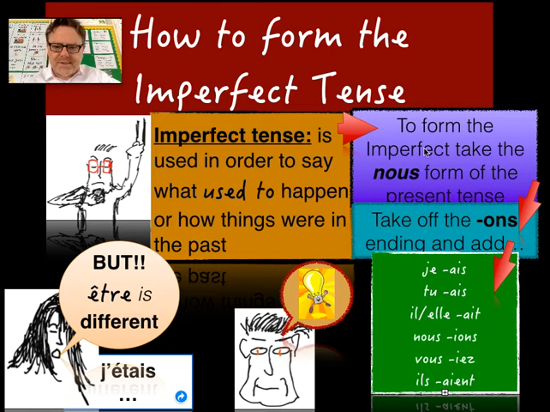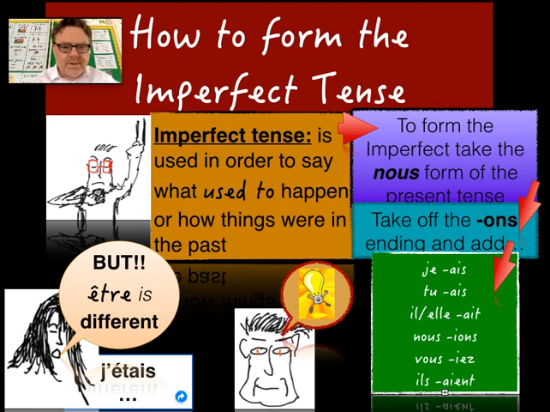So the nous form of the present tense. You take off the ons ending and you add the following. For je, add ais. For tu, ais. Il and elle, ait. Nous is ions. Vous is iez. And ils is aient down here. Just note though, être is different. So I was, for example, is j'étais, and so on. I'm not going to go beyond that now.